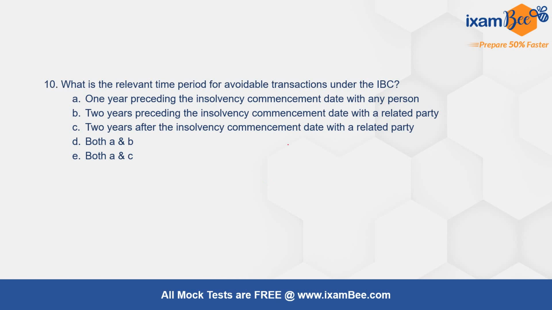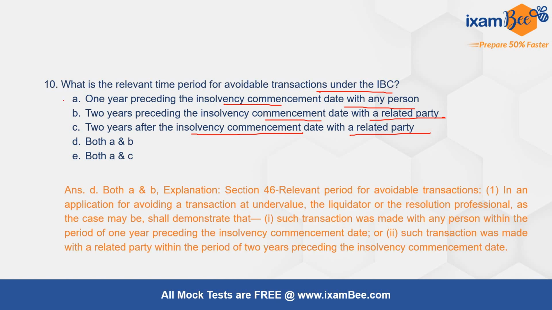Now what is the relevant time period for avoidable transactions under the code? So 1 year preceding the insolvency commencement date, 2 years preceding the insolvency commencement date, 2 years after the insolvency commencement date. Here you can see with any party, with related party, and other combinations are given. So the correct option over here is A and B. 1 year preceding the insolvency commencement date with any person, as we saw, if it is anyone apart from a related party, and 2 years preceding the insolvency commencement date with the related party.